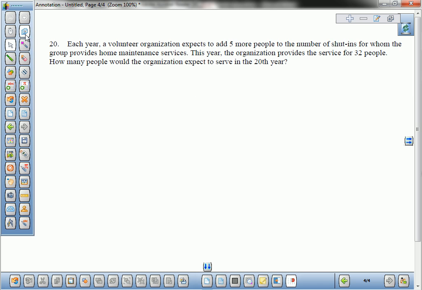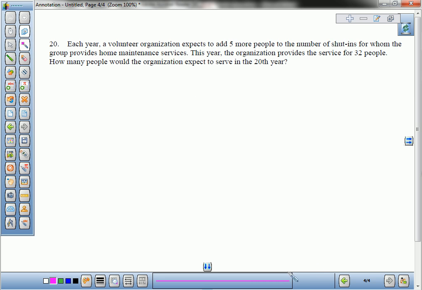All right, so number 20, we're going to start from the bottom up. Each year, a volunteer organization expects to add 5 more people to the number of shut-ins whom the group provides home maintenance services for. Okay, first of all, you got to understand what this means. Do you know what, if we call someone a shut-in, what that means?